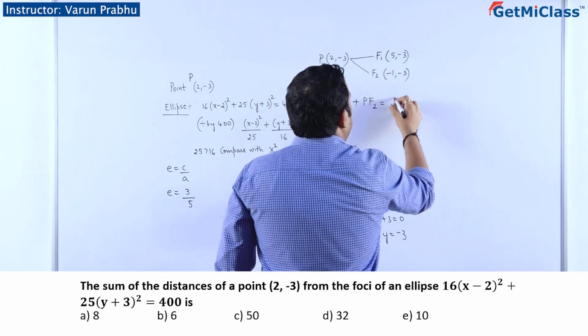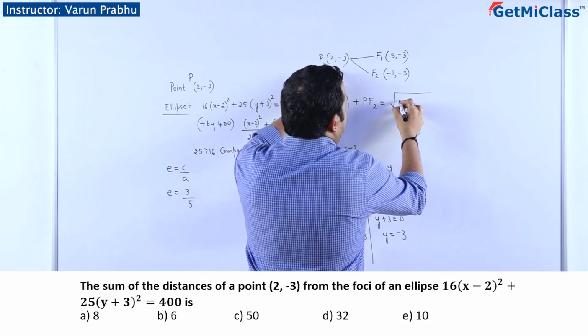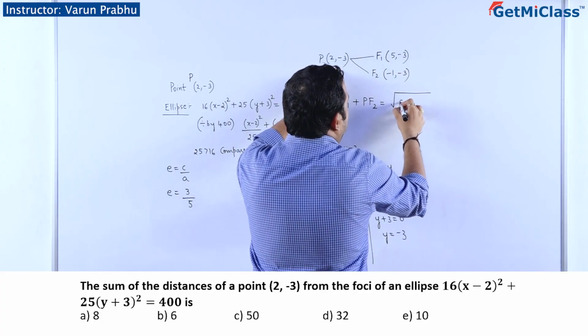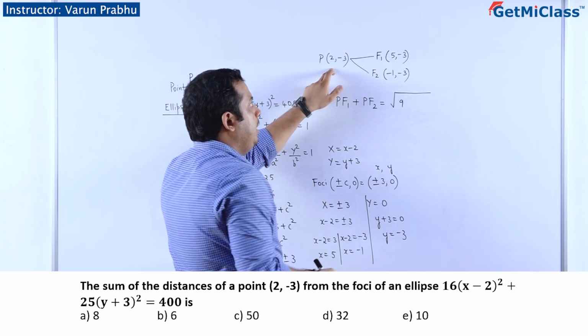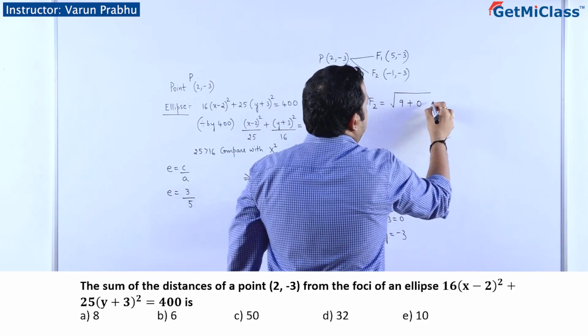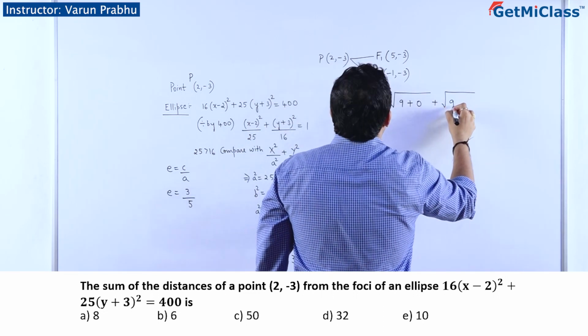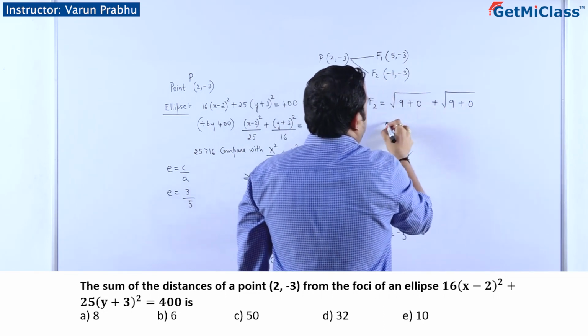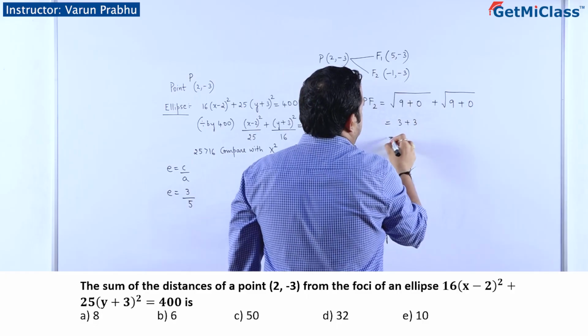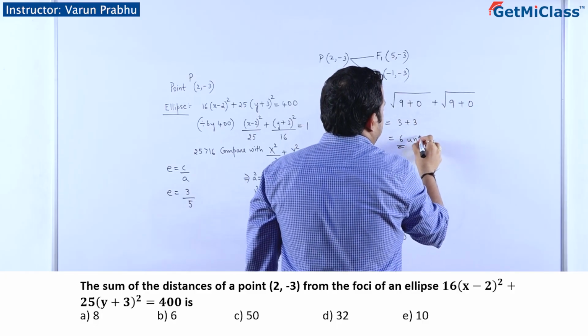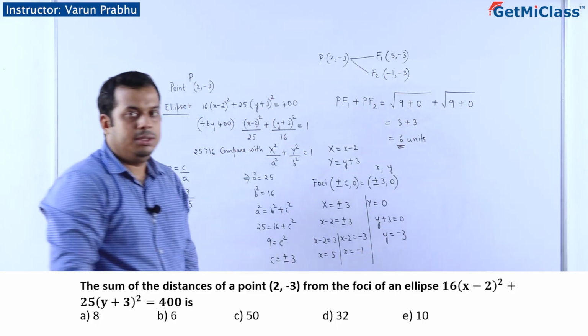Is it okay? So how to calculate PF1? Using the distance formula, square root of (2 minus 5) the whole square plus (minus 3 plus 3) the whole square, which is 9 plus 0, plus square root of (2 plus 1) the whole square, 9 plus 0. So this answer will be equal to 3 plus 3, which is equal to 6 units. 6 units is the required answer to the given question. This is the answer.